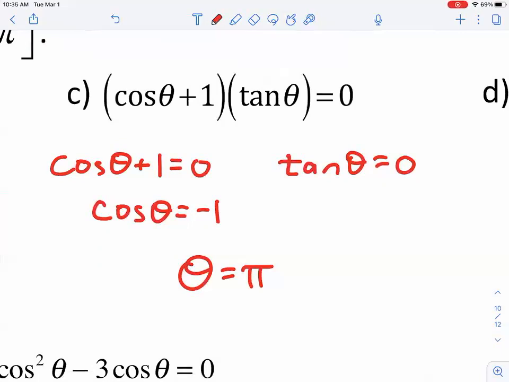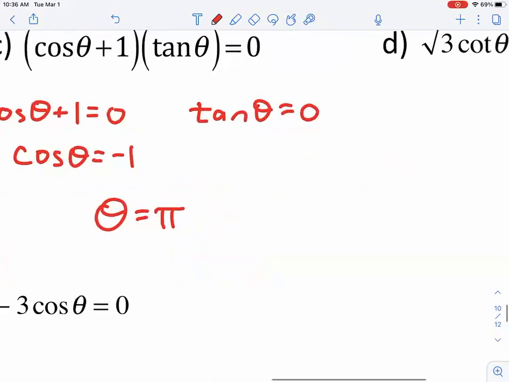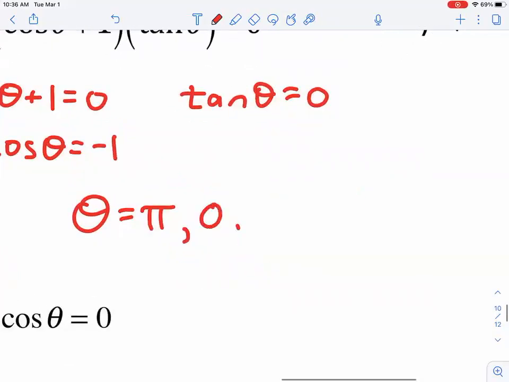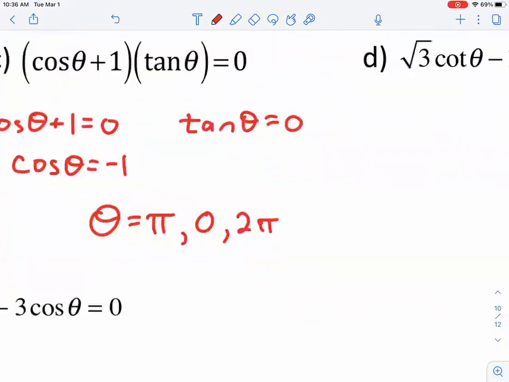Second part, where is the tangent equal to 0? Well, remember, tangent is sine over cosine. And so whenever the sine is 0, because 0 divided by anything will be 0. So where is the sine equal to 0? Well, that is straight to the right at 0 and at 2 pi. So pi and 0 and 2 pi are my answers.